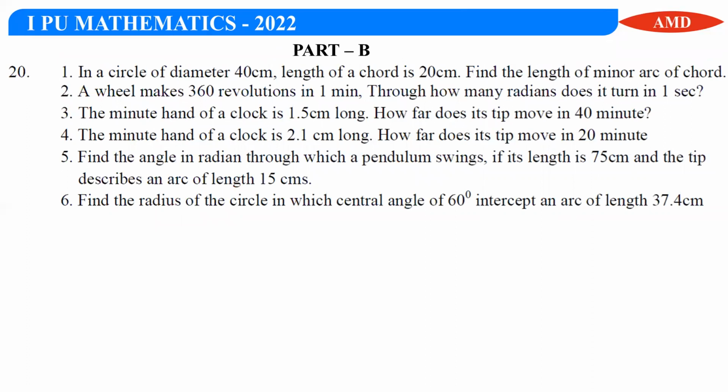In part B, the 20th question, I said it will be based on the relationship between S, R and theta, where S is the length of the arc, R is the radius of the circle, and theta is the angle at the center. So any two quantities will be given to you and you will have to find the third quantity. One thing that you should remember here is that theta is always in radian here, not in degrees.